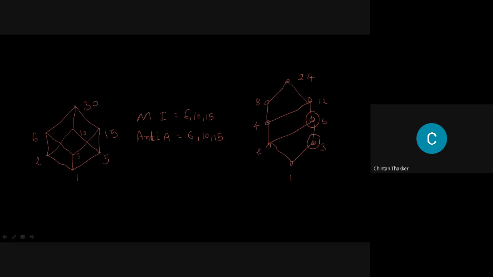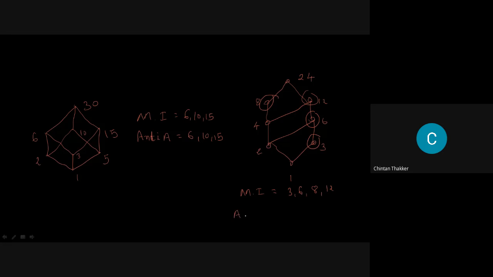For the 4 and 2, here two lines are coming from upside. Here again two lines are coming from upside. For 12, only one line is coming from upside. 8 also, only one line is coming from upside. So, meet irreducible elements are 3, 6, 8, and 12.